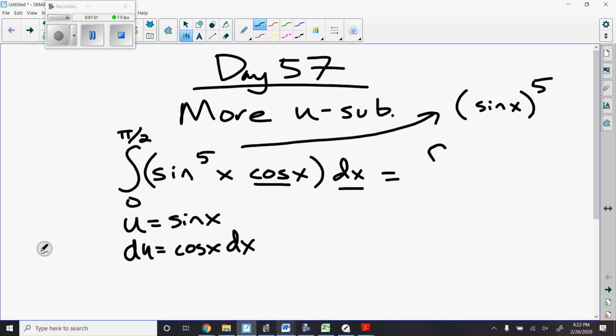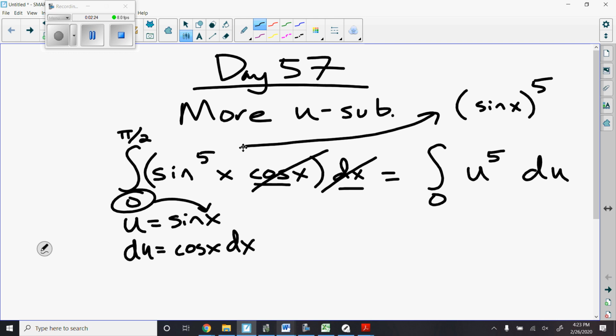So I'm going to put my integral sign, my du at the back. Again, du is accounting for the cosine x and the dx. And what I have here is sine of x to the fifth power. But remember, sine of x equals u, so what I really have is u to the fifth power. Okay. Now, I have to adjust my limits here. When I plug in 0, sine of 0, I know from the unit circle it's 0. When I plug in pi over 2, sine of pi over 2 equals 1.